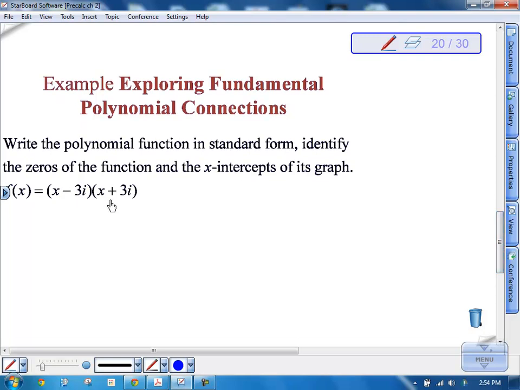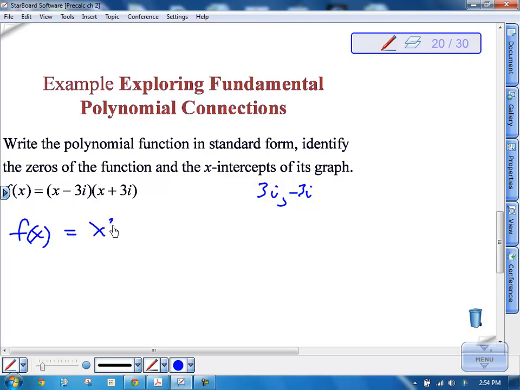So here's an example. This polynomial is a second degree polynomial that has no real zeros. It's got 2 imaginary. And those 2 imaginaries are 3i and negative 3i. Okay? So those are the zeros that they want us to identify. They also want the x-intercepts. I'm going to show you what this function is by FOILing it out.